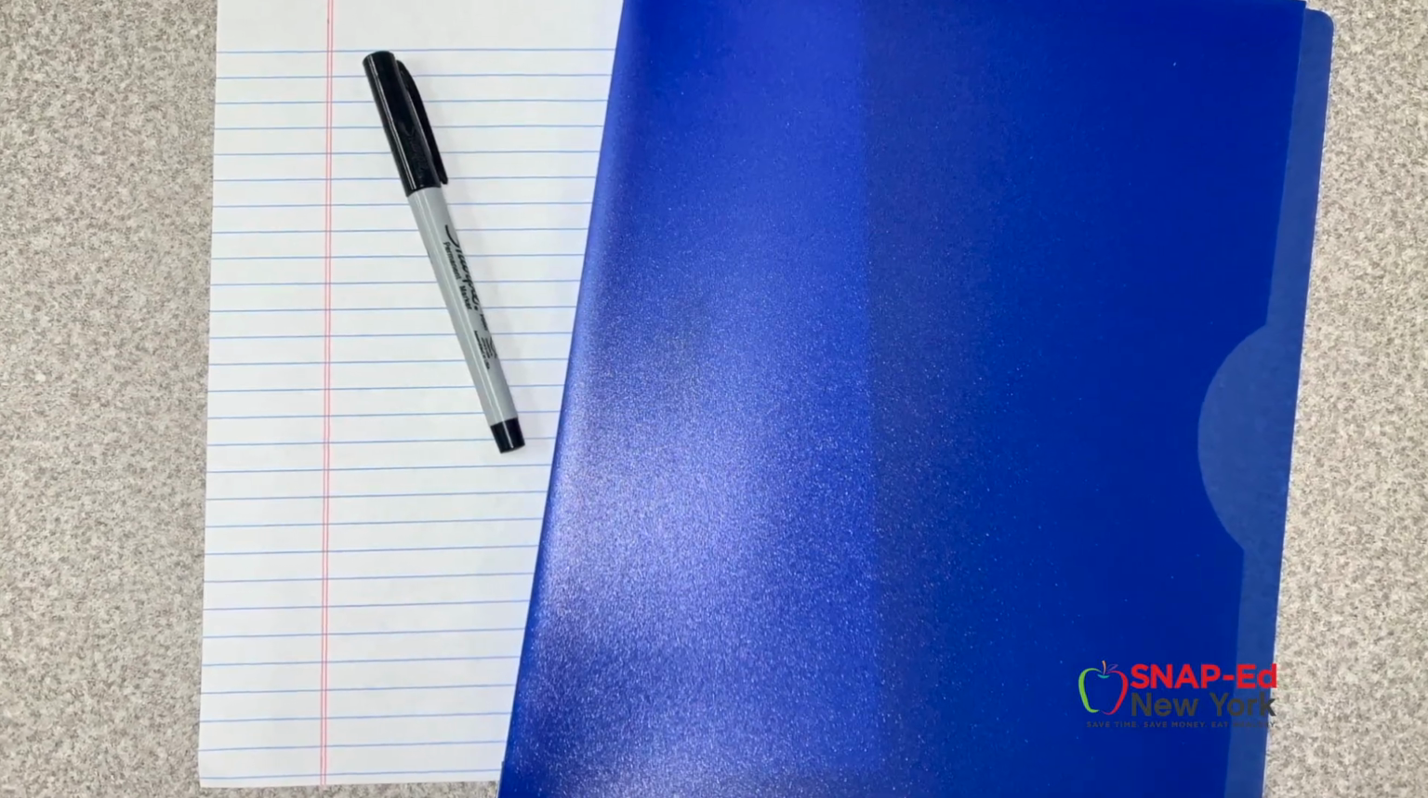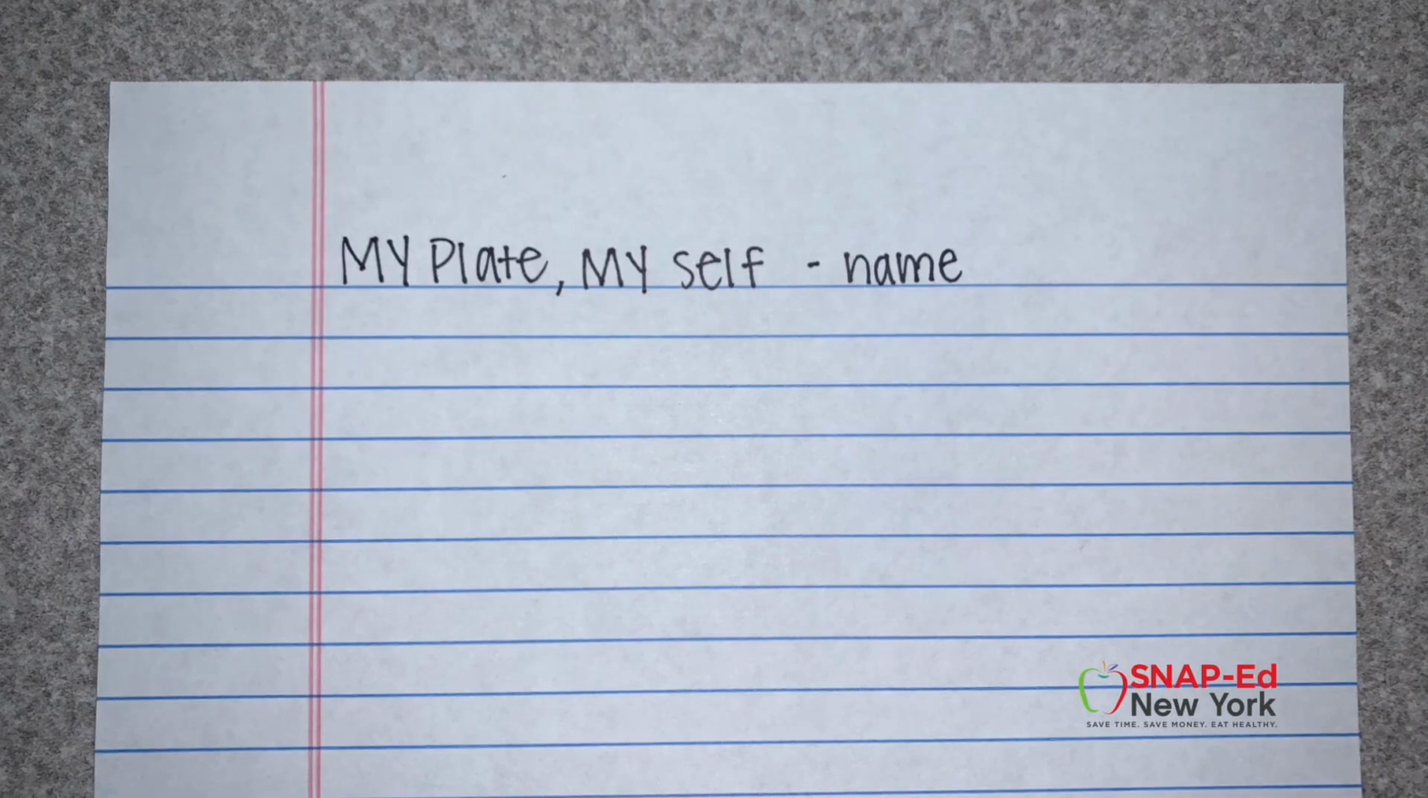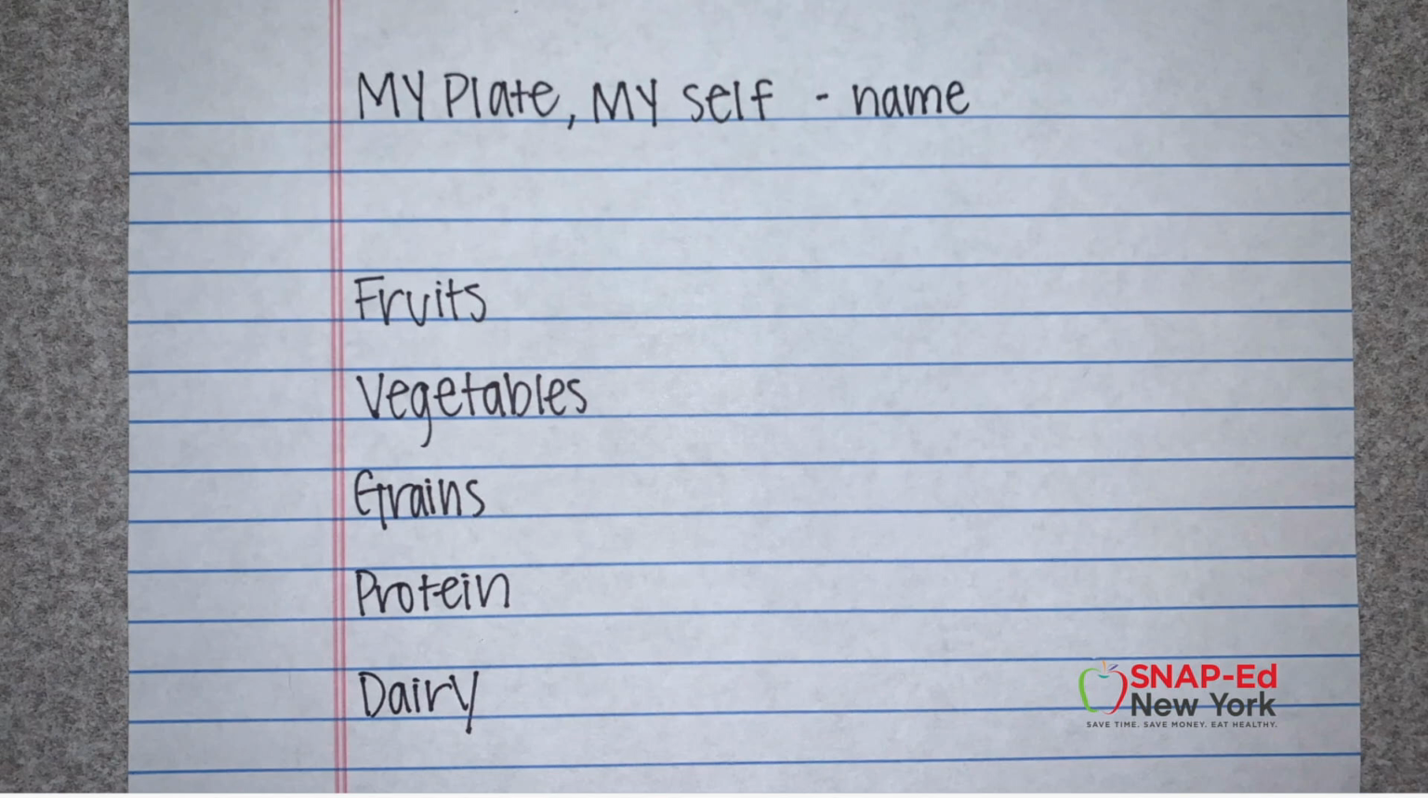I'm going to give you step-by-step instructions on how to create your meal plan. Follow along and pause the video when needed so you can create yours with me. All right, here we go. The first step is to write your name and today's date on the top of your piece of paper. Next, write down each My Plate food group. I know you know these already. It's fruit, vegetable, grains, protein, and dairy.